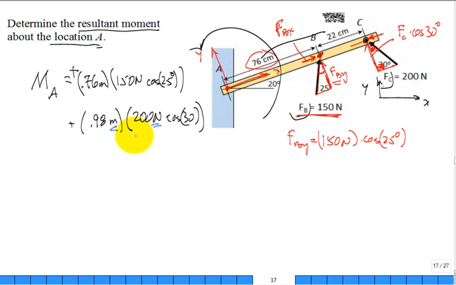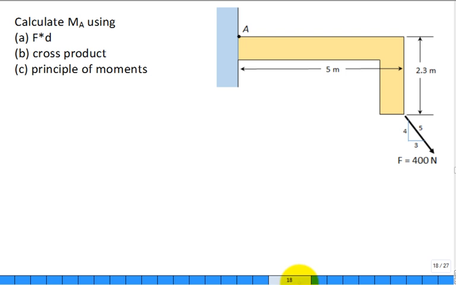All right, let's press forward. You can take a problem like this. Here's point A. Here's the point of application of this 400 Newton force. Can you calculate the moment about A using F times D, where I have to calculate that hard to calculate parameter D? I forgot the name of D. What is D again?